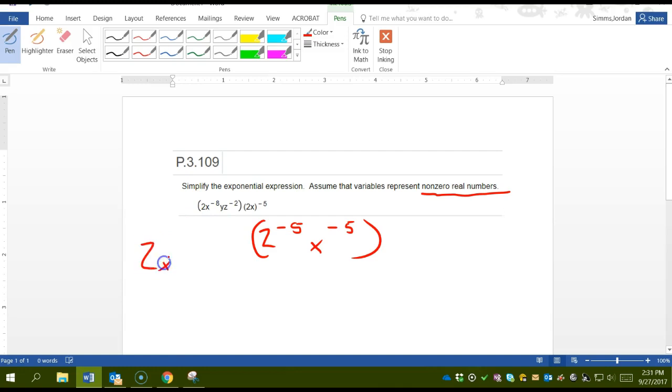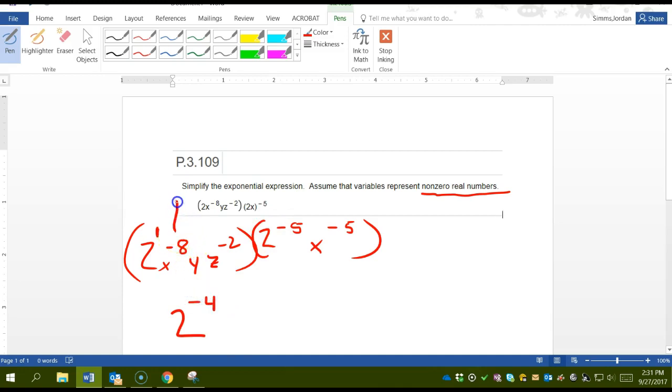I'll rewrite all this mess over again. Negative 8, y, z to the negative 2. And we're multiplying. So now let's multiply this stuff together. We have 2 times 2 to the negative 5, so we can use the product rule. Remember, this is like 2 to the 1, so that states when we multiply bases that are the same, we add the exponents. 1 minus 5 is negative 4.